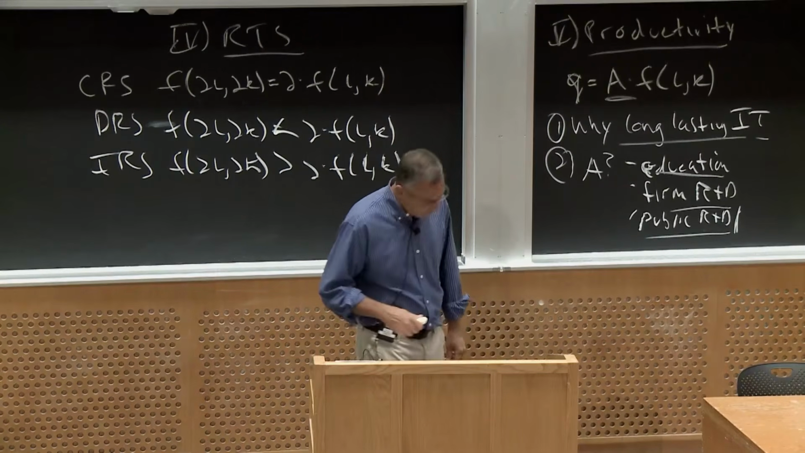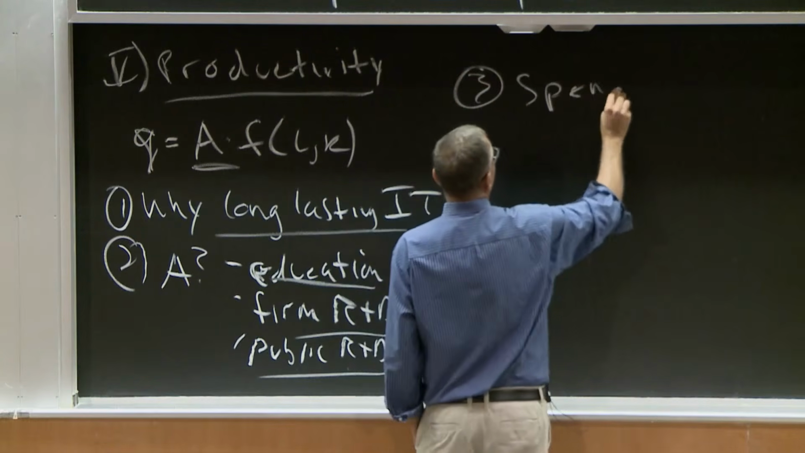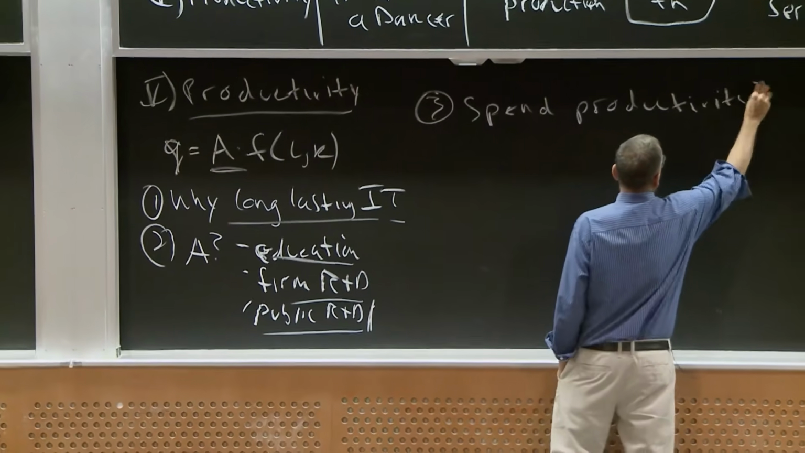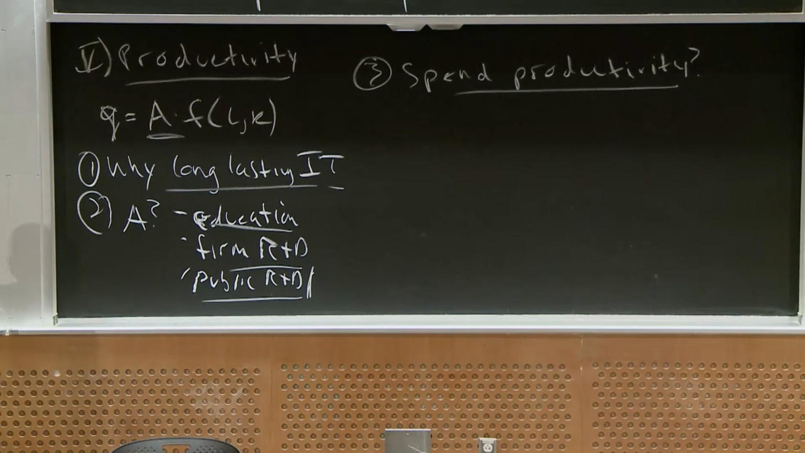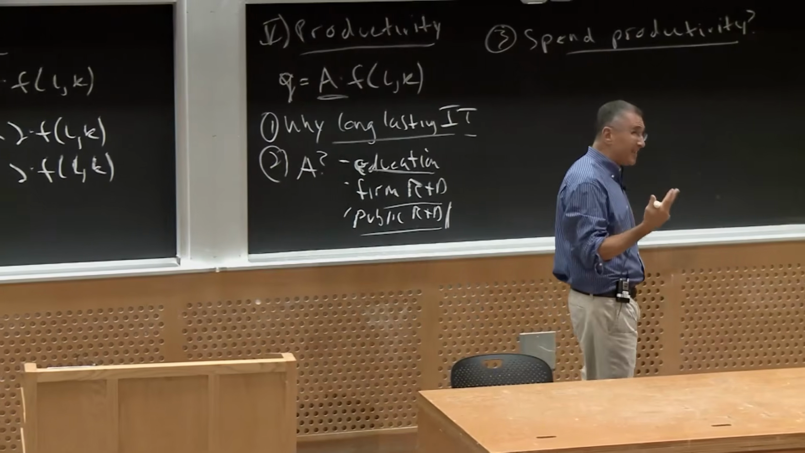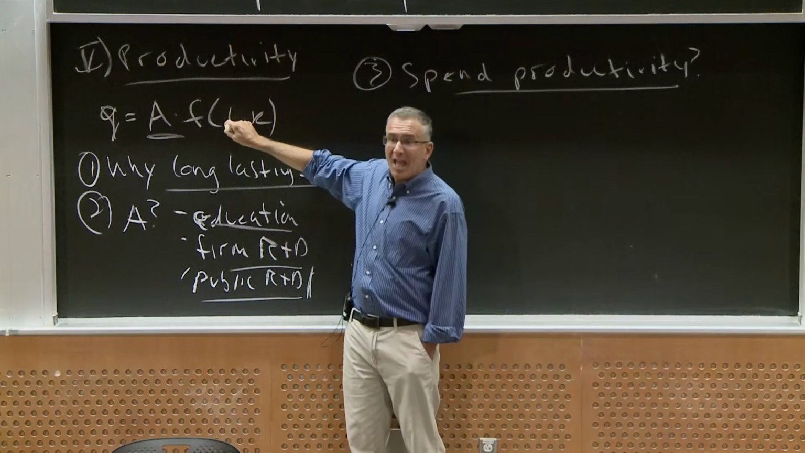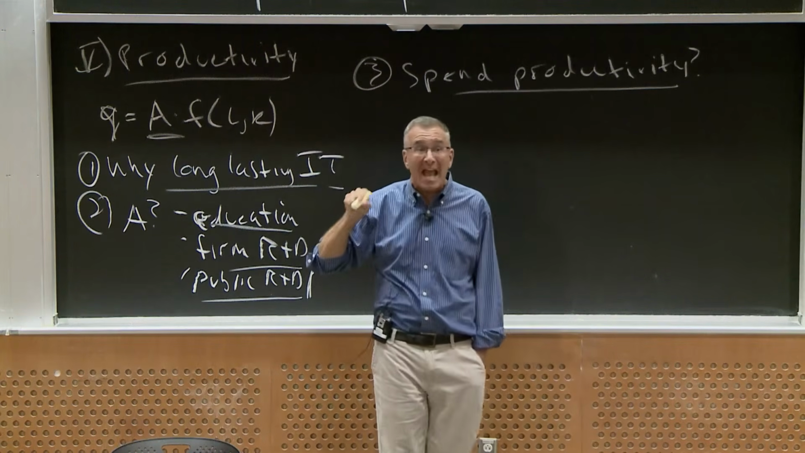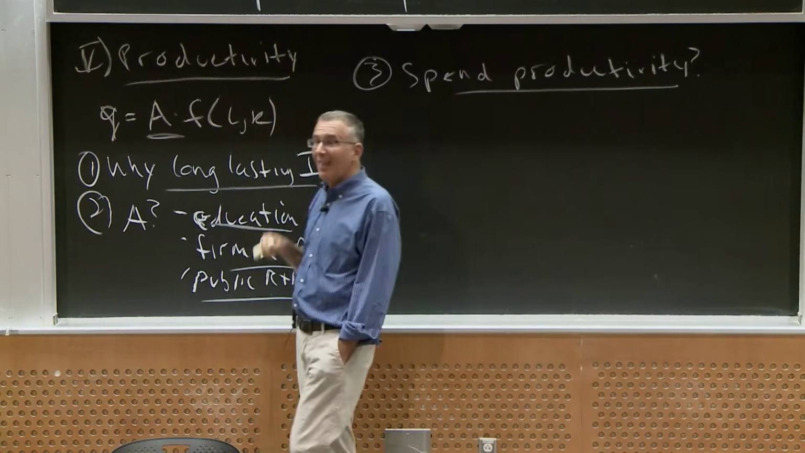Third question. Third point. How should we spend productivity? And here's what I mean by that. Imagine you have a cool new idea that can make things more efficient. Take Henry Ford's idea. He could do two things with that. One is he could make more cars. Two is he could give people more time off, right? If A goes up, you can reduce L and end up with the same amount of output. There's no reason an increase in A has to go into more Q. An increase in A could go into less L, which people like. They like time off.